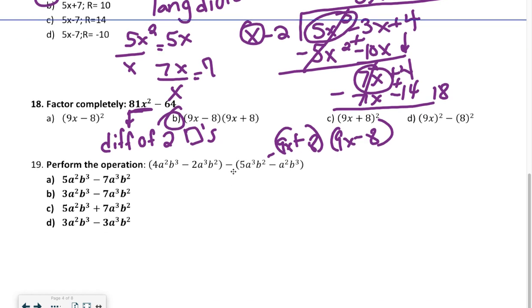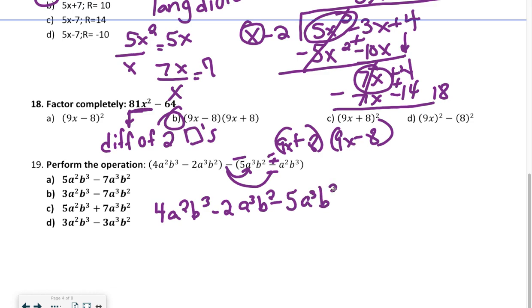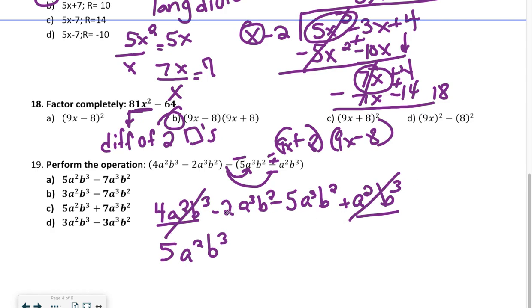19, you have to remember to negate by distributing, so this becomes negative and this becomes positive. If you want to take the extra time to really write things out, you can. So the a squared b cubed terms combine. You can cross them out once you use them. The a cubed b squared terms combine. And then we just find our match. 5a squared b cubed minus 7a cubed b squared. Choice A.